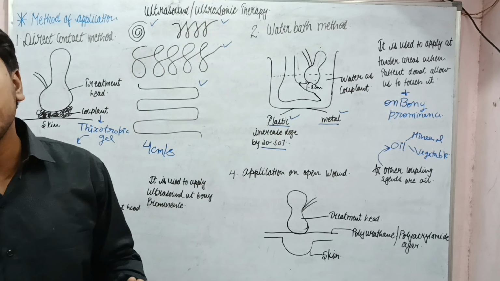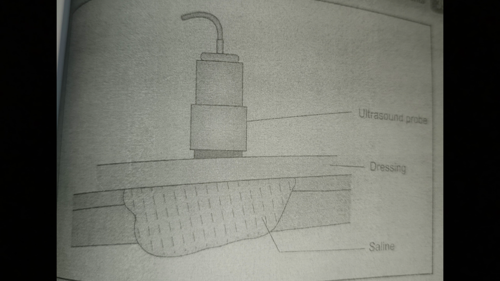Another important thing that I want to add for ultrasound application over an open wound is that we can fill the open wound with sterile saline before placing the dressing. That is, we will first fill the wound with sterile saline, then place the dressing, and then the treatment head is placed for the application. So these are the four main types of application.